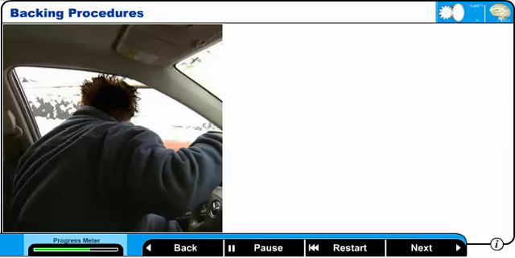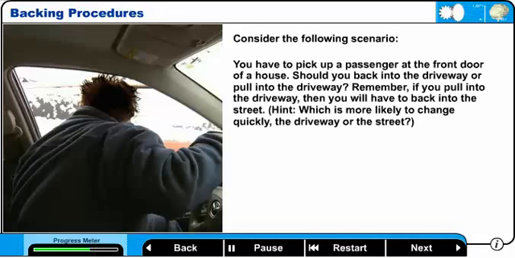For drivers that transport passengers with special needs, consider the following scenario. You have to pick up a passenger at the front door of a house. Should you back into the driveway or pull into the driveway? Remember, if you pull into the driveway, then you will have to back into the street. Hint, which is more likely to change quickly, the driveway or the street? A. Pull in. B. Back in.